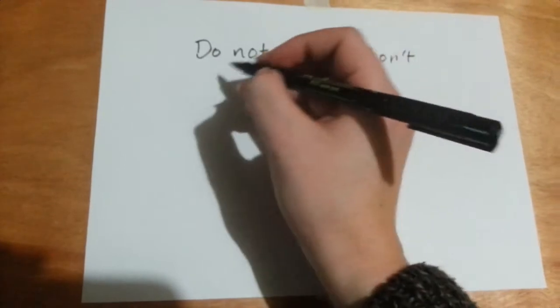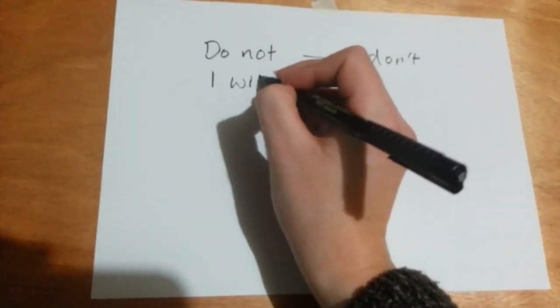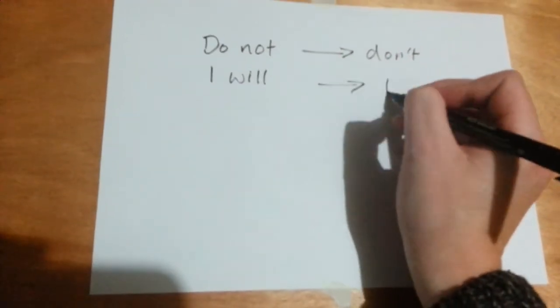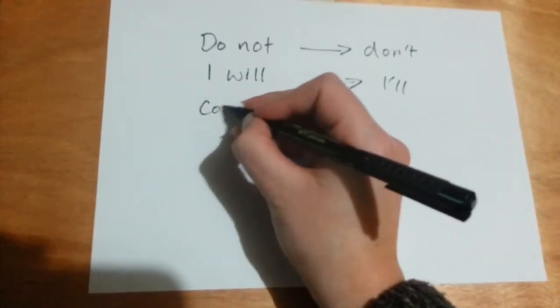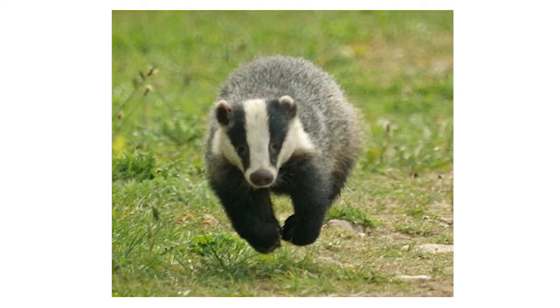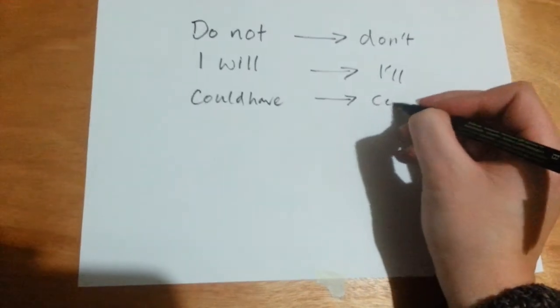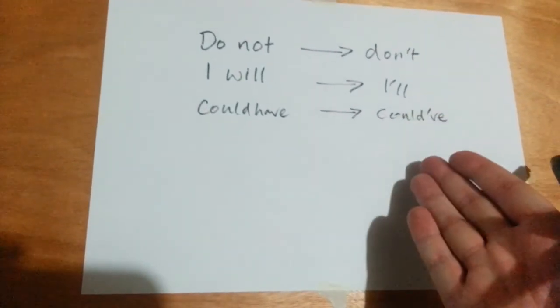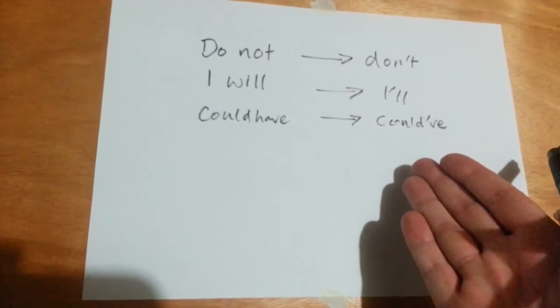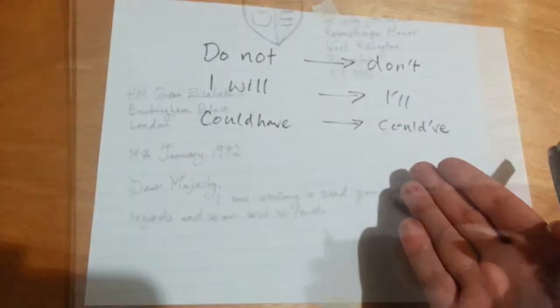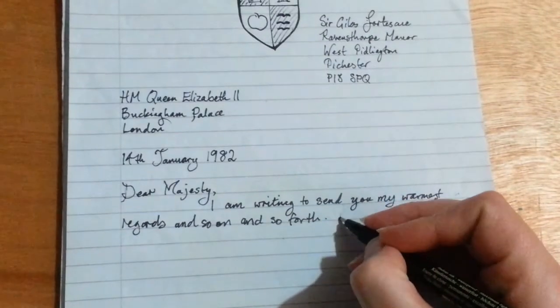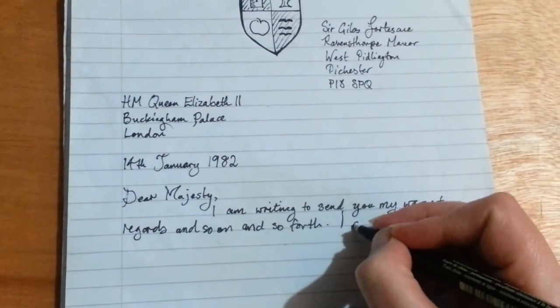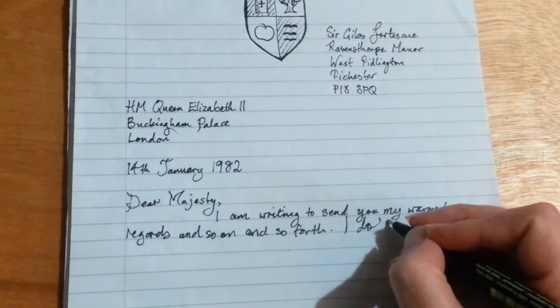I will becomes I'll. Could have, as in I could have been a badger in a previous life, becomes could've. The apostrophe goes where the letters have been removed. Apostrophes are used in this way in informal writing. Be careful about using contractions when you are writing formal letters.